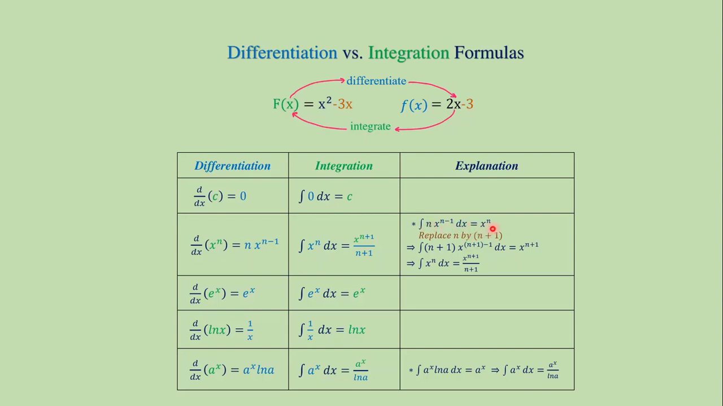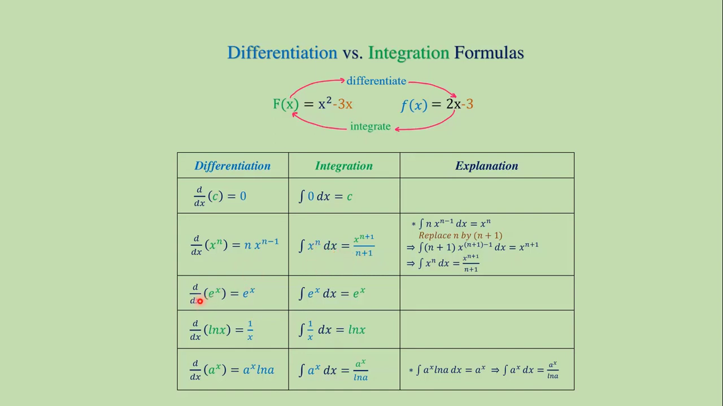Now, replace n by n plus 1. Then we will get this line. And after simplifying, we will get integration of x to the power n dx equals x to the power n plus 1 divided by n plus 1. This is the formula for integration of x to the power n dx.